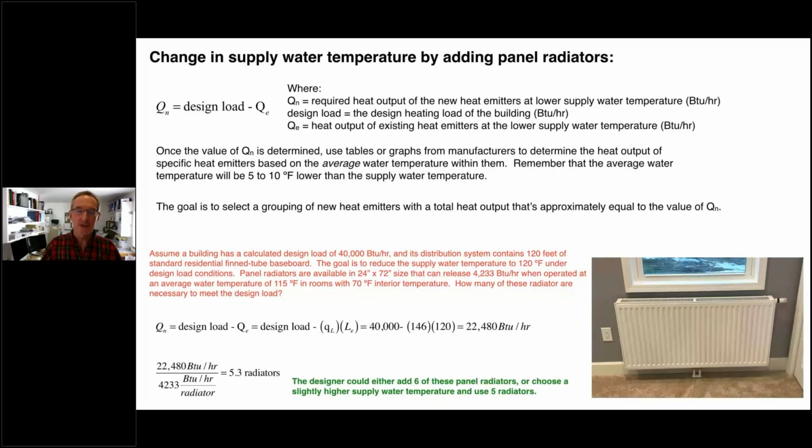We're essentially just calculating how much additional surface area, be it a panel rad or a fan coil unit, or if you're going to use a central ducted air handler, again, you would look up what is the output of that air handler at that low water temperature, divide that into the deficit, I'll call it, the 22,480 BTUs per hour that we have to make up, and that would tell you how many of those you would need.